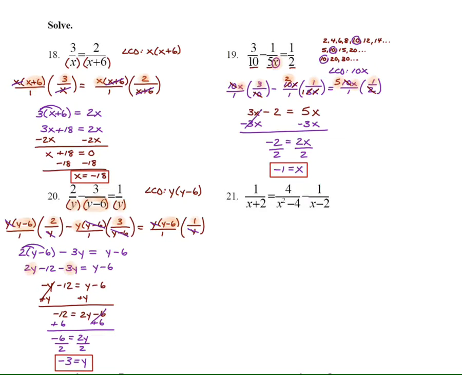21, first thing I'm going to do is make sure all denominators are simplified as much as possible. In this case, I'm going to rewrite it so that the x squared minus 4 is actually factored. So now, looking at my denominators, I have an x plus 2 that appears once in 2 different denominators, so my least common denominator should have one of them. Then I also have an x minus 2 that appears once in 2 different denominators, so my least common denominator should be both of those factors together.